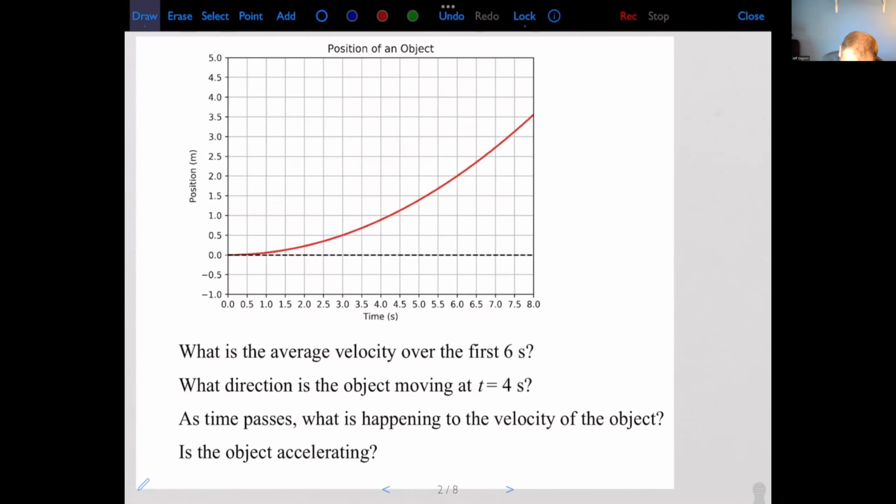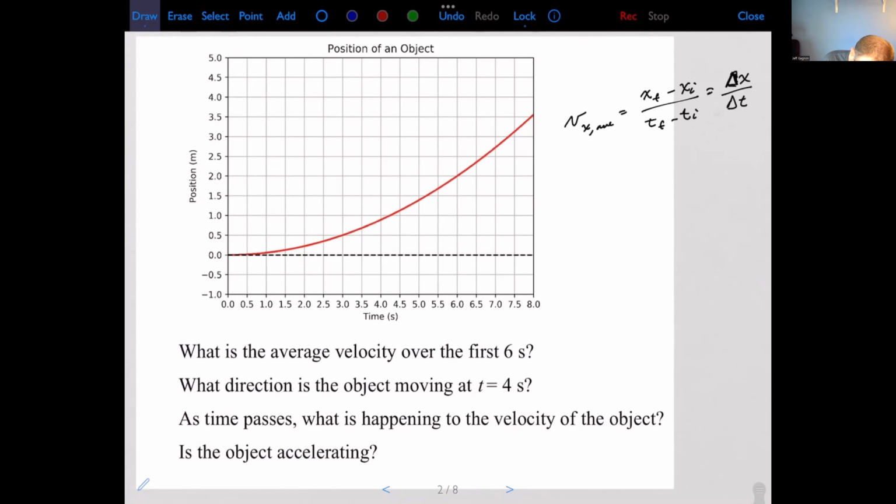Well, the average velocity only depends on the initial and final position, right? Again, remember that the definition of average velocity is the final position minus the initial over the final time minus the initial time. It's delta x over delta t. So again, I only have to look at those 2 points.